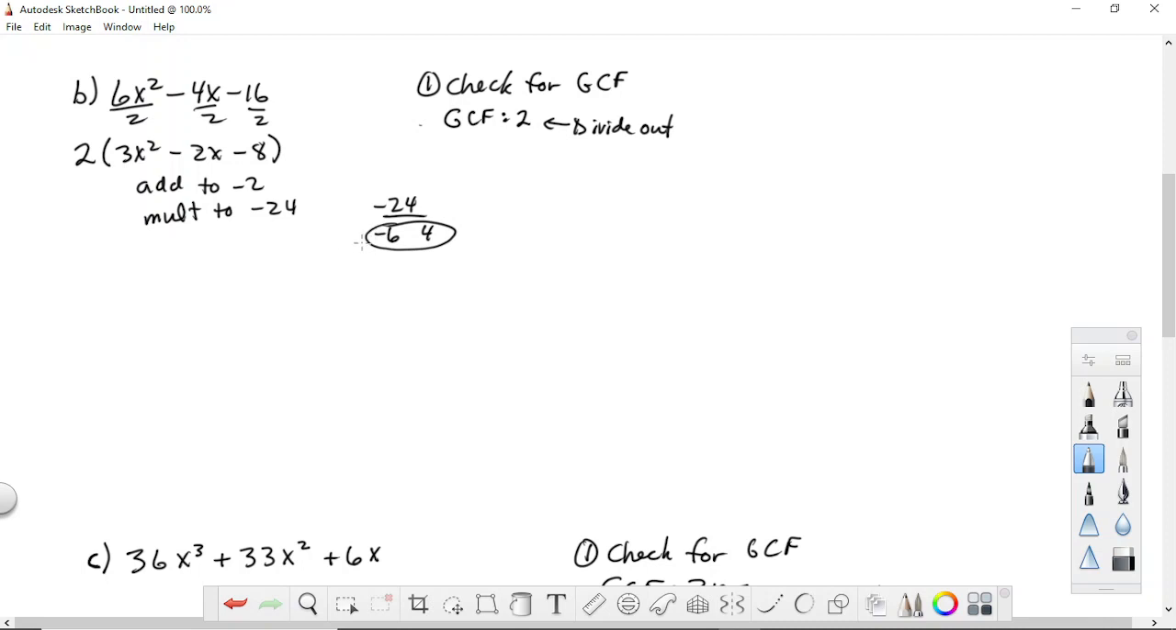So we've got it. This is where we have to then split that middle term, and so we write 3x squared. The negative 2x we're going to write as plus 4x minus 6x, and then we have the negative 8. We're going to group these together, which we like to do with this little box. And now we find the greatest common factor of each of those groups.